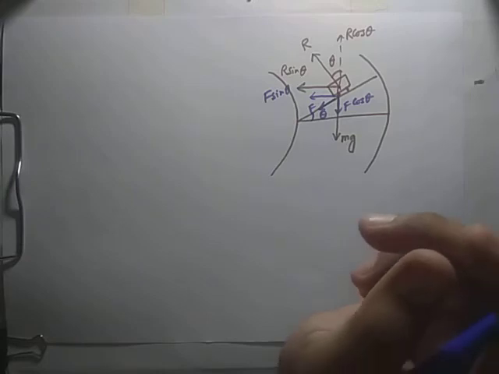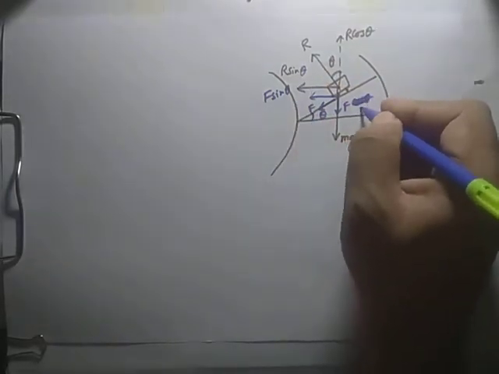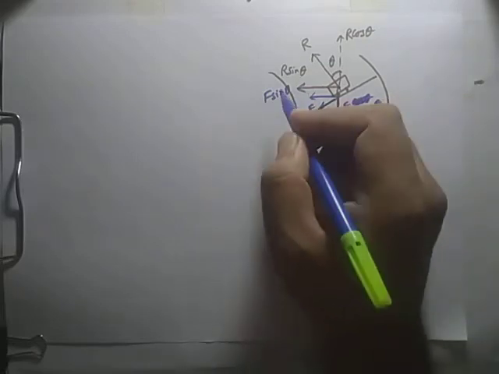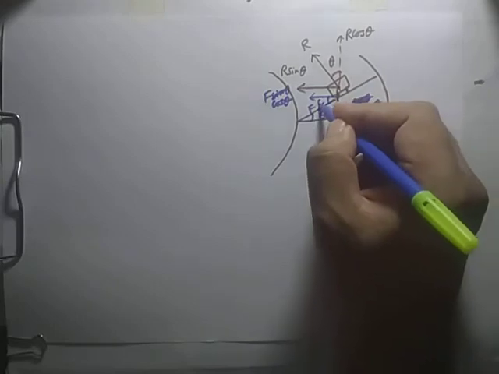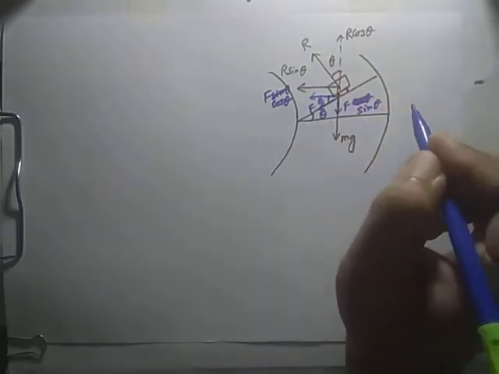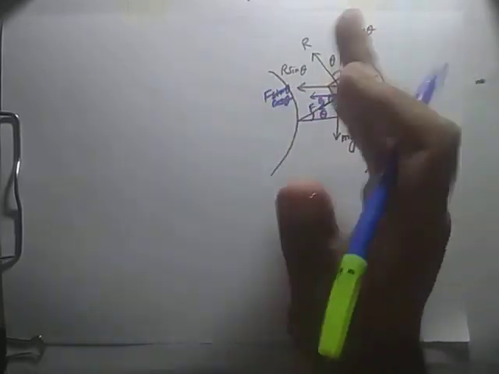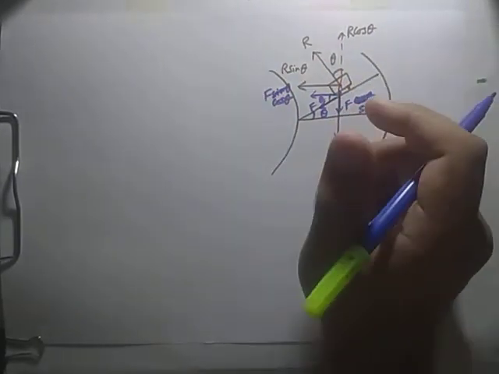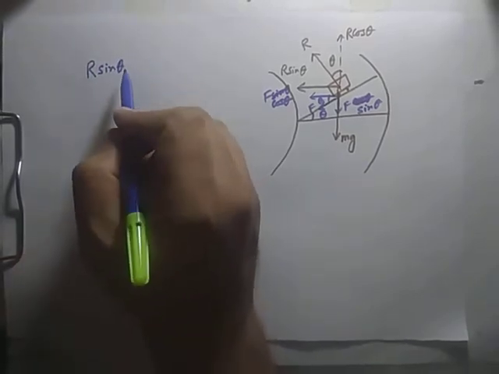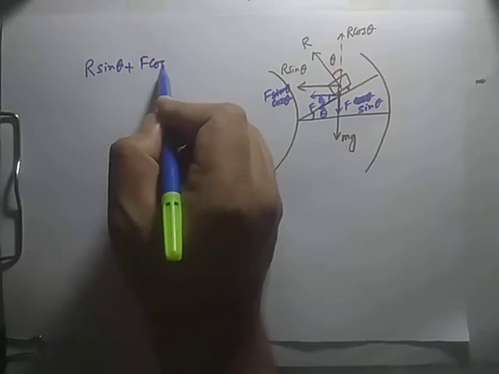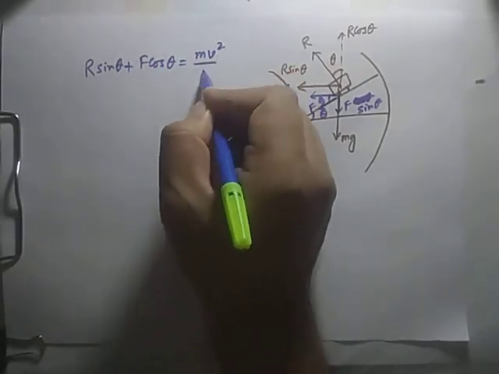Wait, just a minute. Mistake. This one is R sin theta, and this one is R cos theta, because this is theta, so this is the base. So now R sin theta and F cos theta will provide you the necessary centripetal force. So you can write R sin theta plus F cos theta is equal to mv square by r.